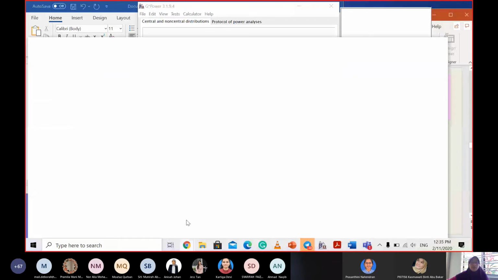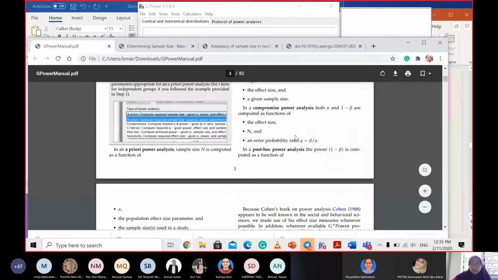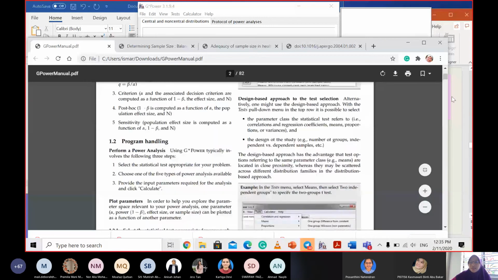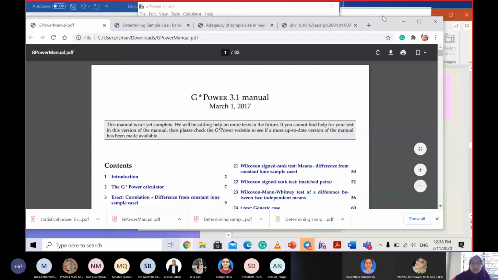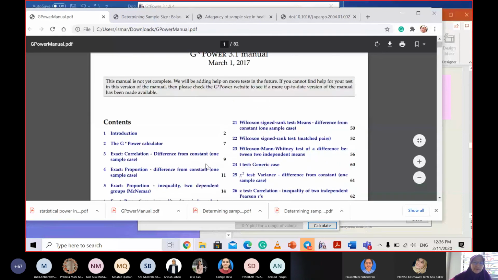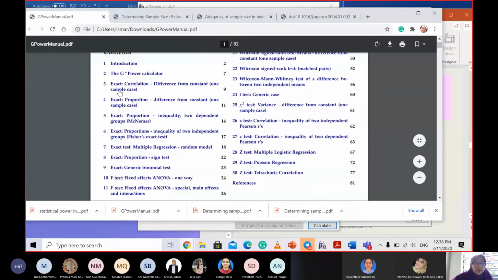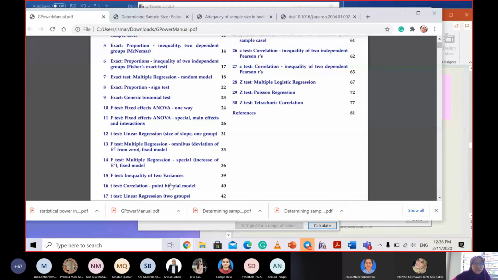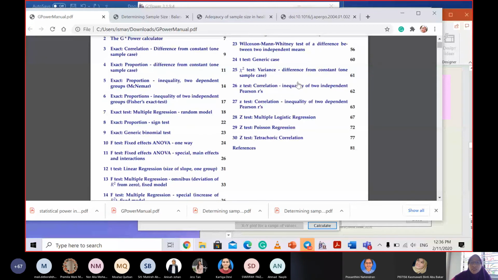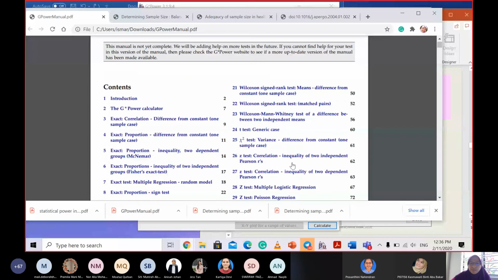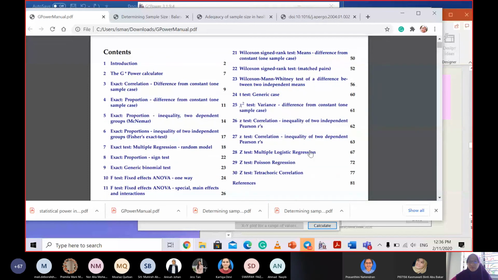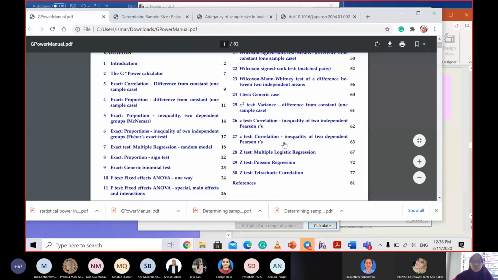Before that, I will give you this G power manual. I just downloaded it from online. They show you how to do correlation, proportion difference, multiple regression, generate binomial, fixed effect ANOVA one way, correlations. Mann-Whitney, generic correlation, multiple logistic regression. This one, logistic regression 67.